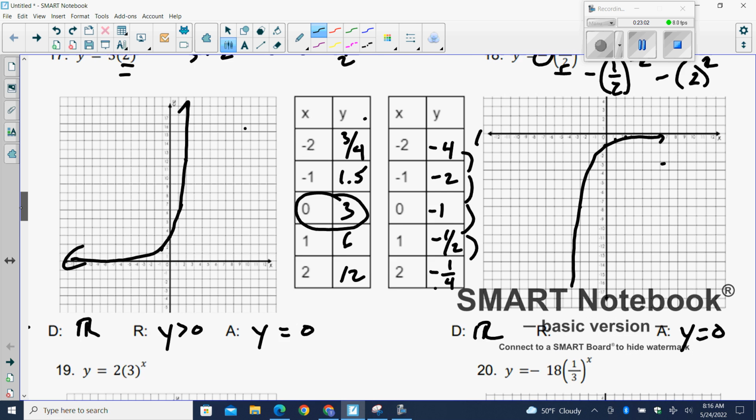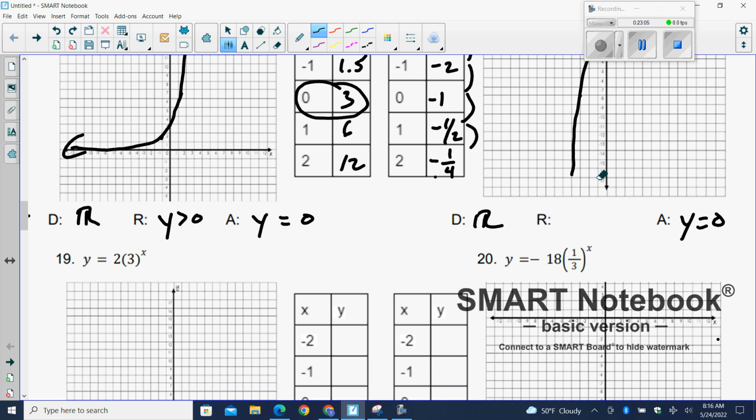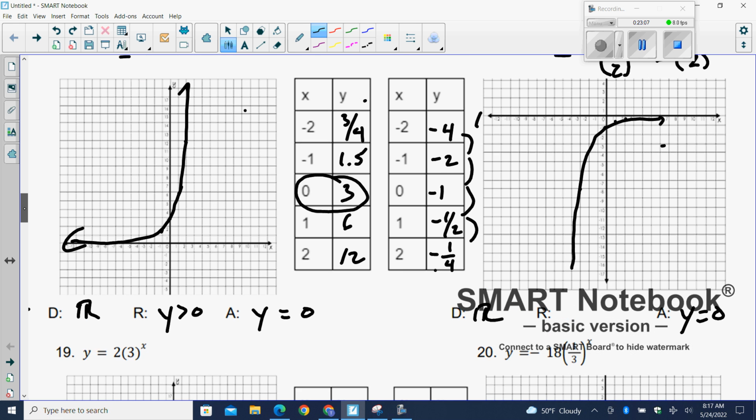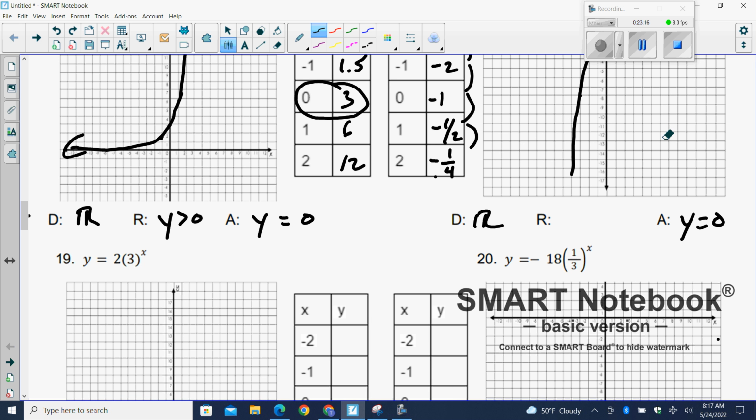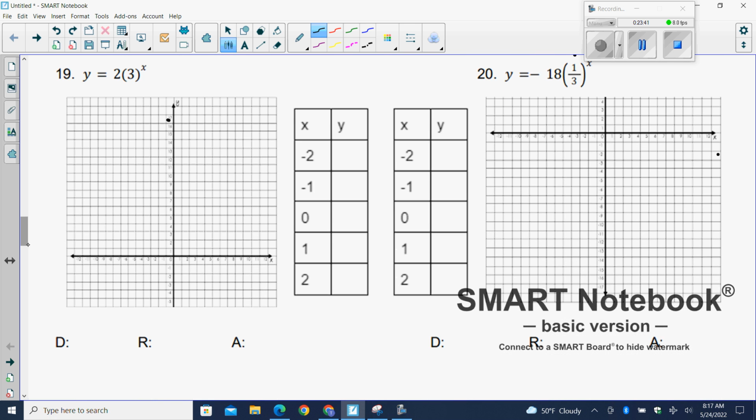My graph is going to approach the x-axis, so my asymptote is y equals 0, but this time it's coming from the bottom. So I know my range is y is less than 0. In question 17, it was above the x-axis, so it's y is greater than 0. For question 18, it's below the x-axis, so it's y is less than 0. Okay, if you're getting the hang of it, pause question 19 and give it a try.